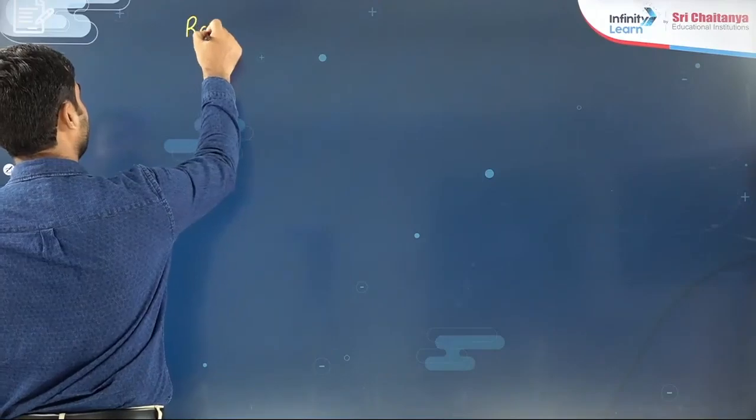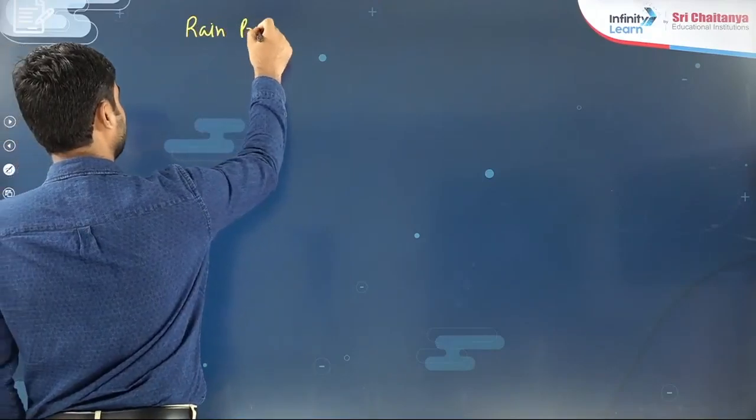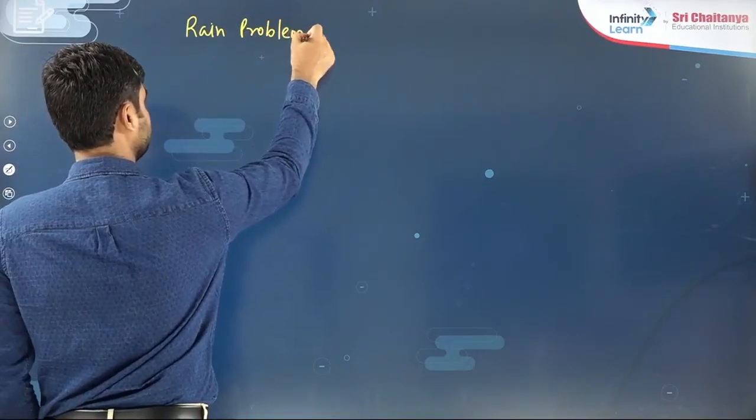Okay, so today in this class we will discuss the rain problem, and the heading of our class is also rain and fluttering of flag. So today our topic is the rain problem. Now, the rain problem is part of relative motion.